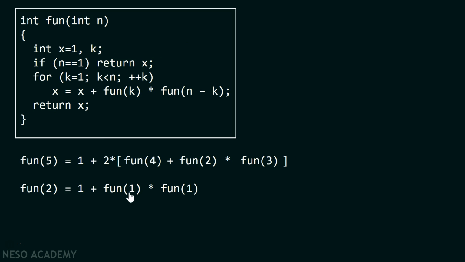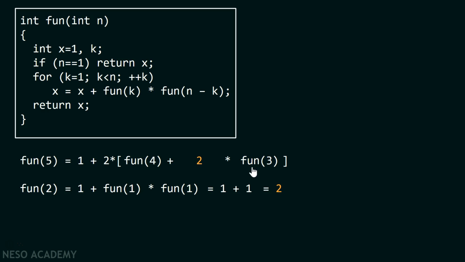We know the value of fun1. Fun1 is equal to 1. Therefore, we can say that this statement is equal to 1 plus 1, and 1 plus 1 is equal to 2. So the final value returned by this function is 2, and I can replace this statement by 2.